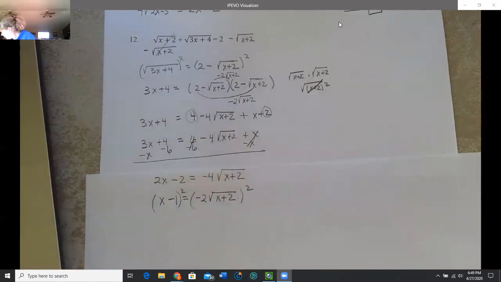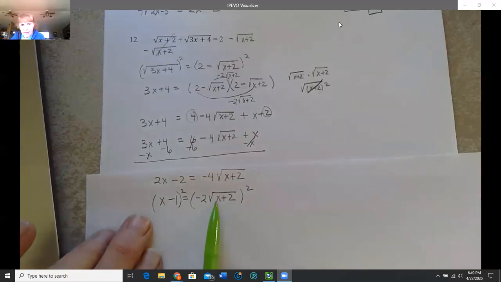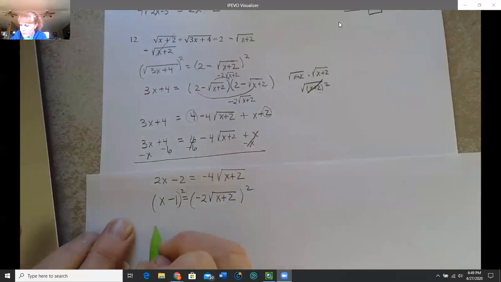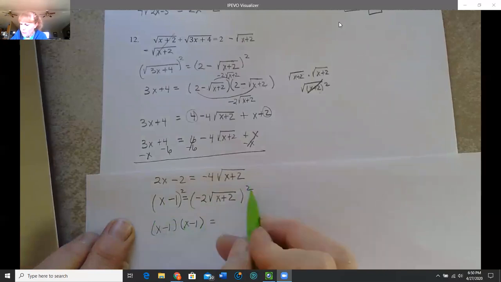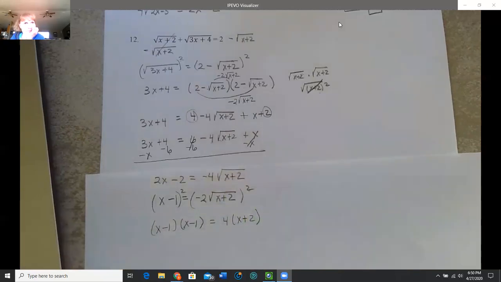So in doing this right here, this is x minus 1 times x minus 1 equals, when you square this negative, you're going to get a positive 4. When you square this, the radical disappears.